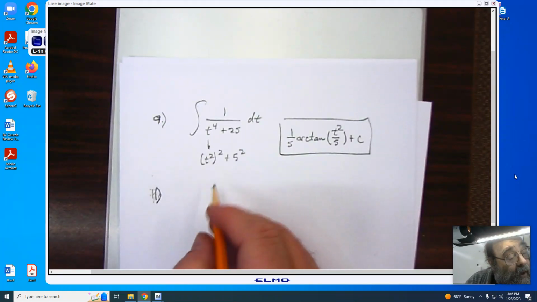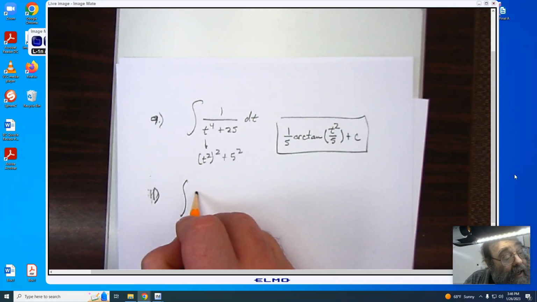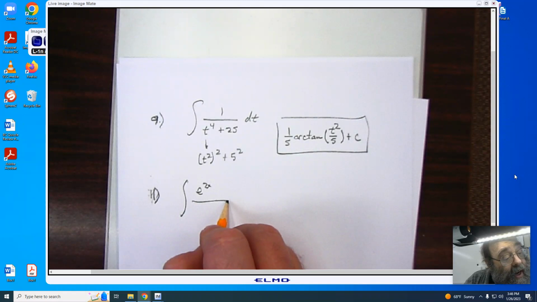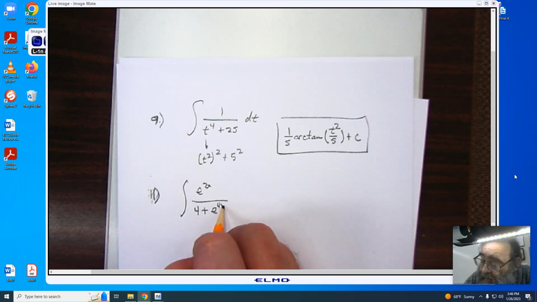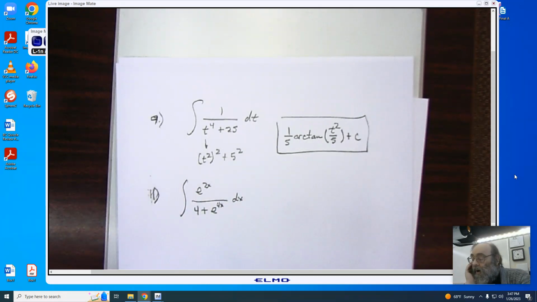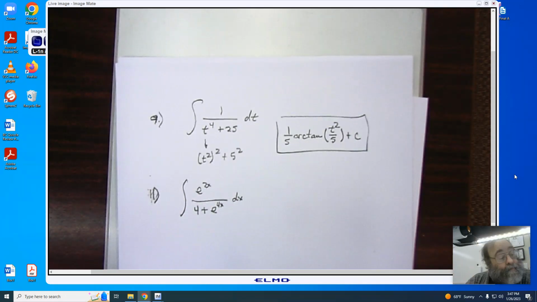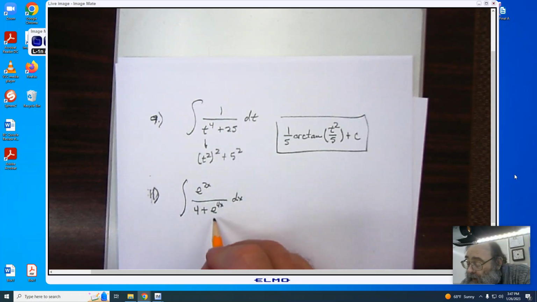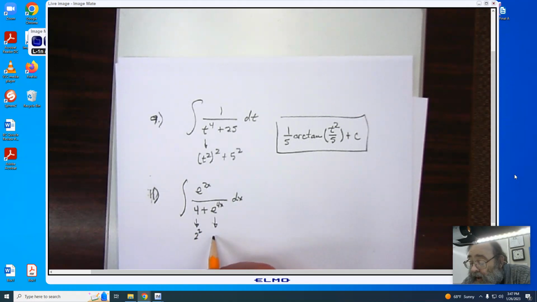Number 11. Number 11, we have e to the 2x, denominator 4 plus e to the 4x, and then our dx. All righty, so what are we looking at? Well, this right here is 2 squared. This piece right here is e to the 2x squared, and it's a plus, so we are looking at an arctangent. And you'll notice that the derivative of e to the 2x is 2e to the 2x.